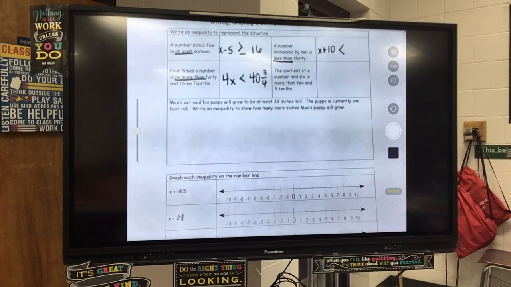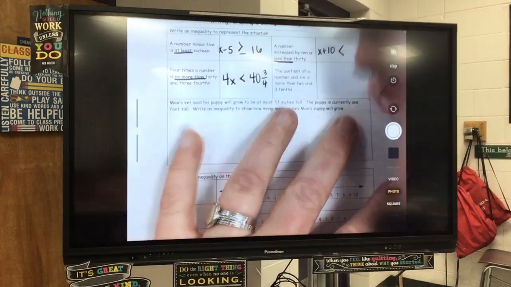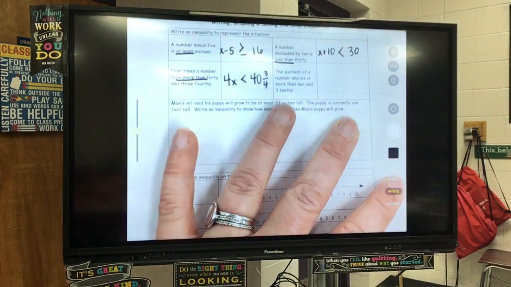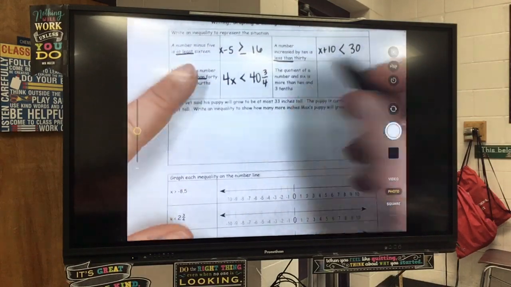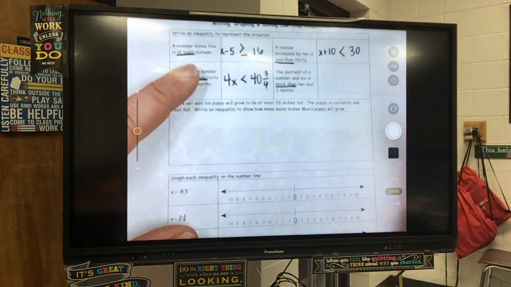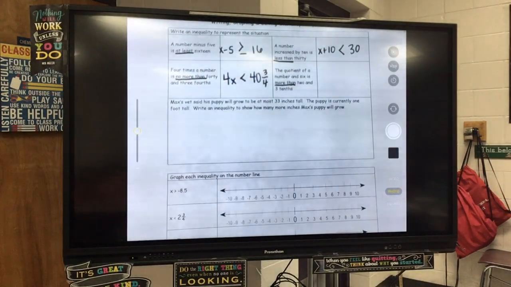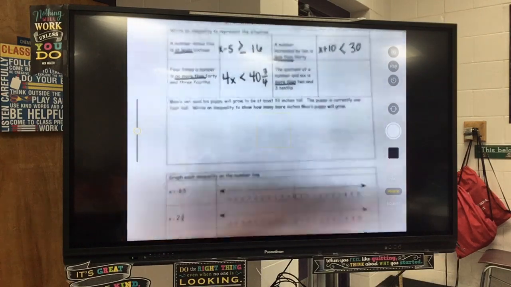So a number increased by 10 is less than 30. So what's the last thing we need to add? 30. All right, and then the last one. The quotient of a number and 6 is more than 2 3/10. So more than. What is my inequality symbol going to look like? Is it opening to the left or to the right? Awesome.